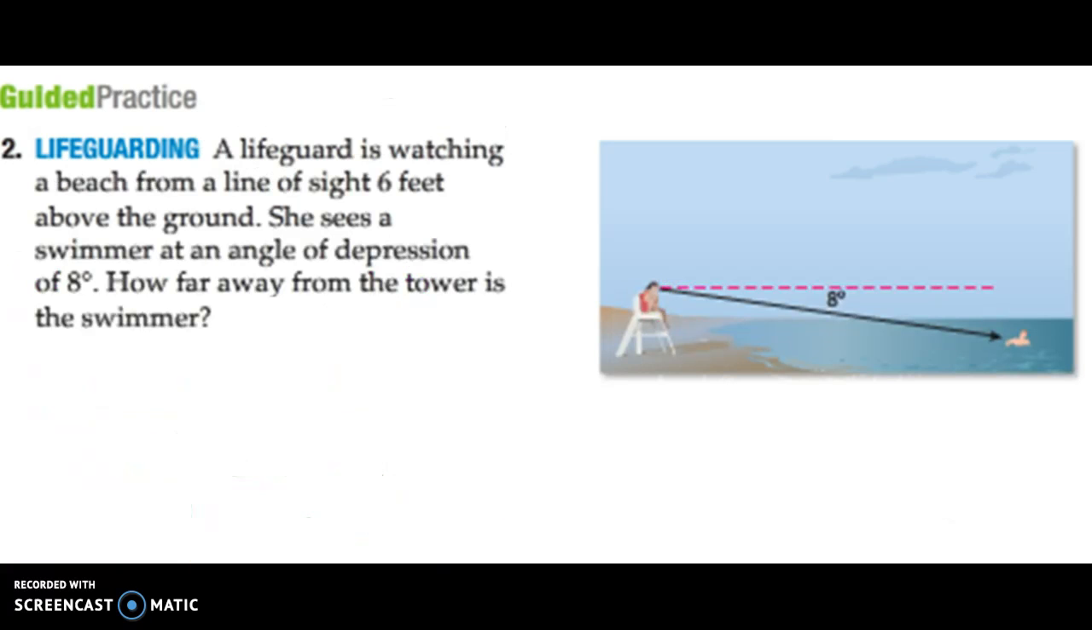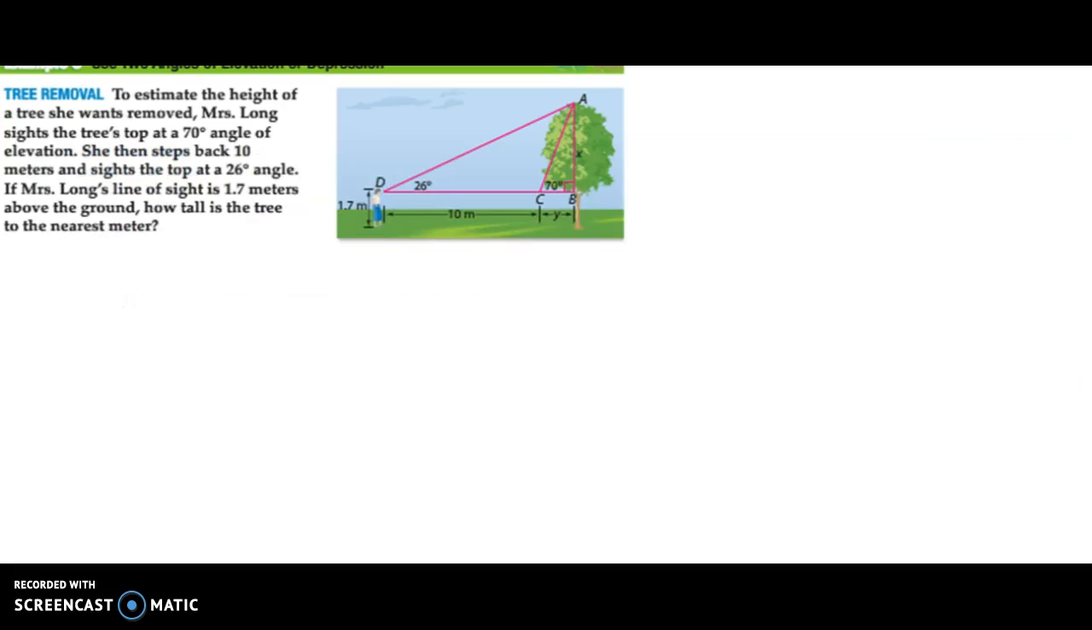Here's another guided practice problem using the lifeguard. Example 3. It says, to estimate the height of a tree she wants to remove, Mrs. Long sights the tree's top at an angle of 70 degrees elevation. Then she steps back 10 meters and sights the top of the tree at 26 degrees. If Mrs. Long's line of sight is 1.7 meters above the ground, how tall is the tree to the nearest meter?